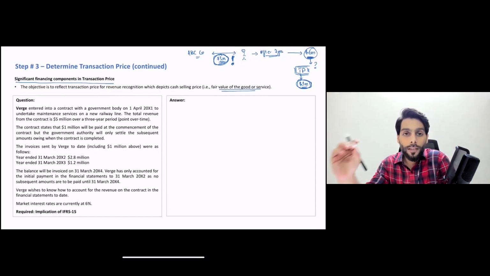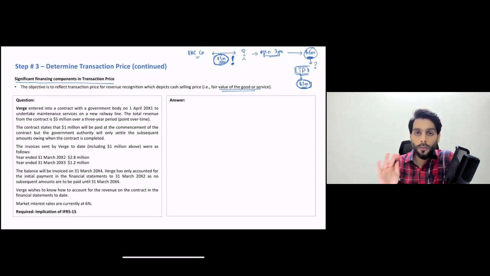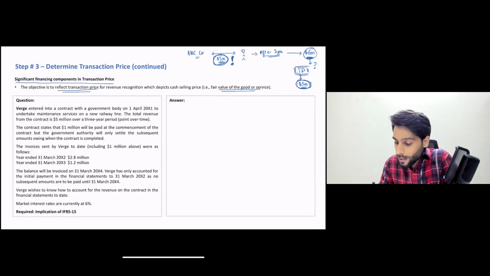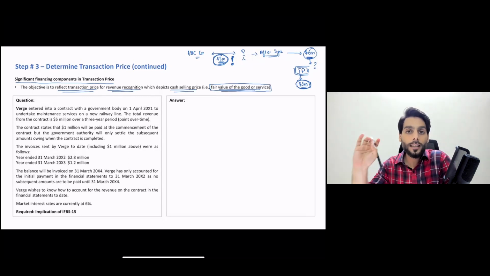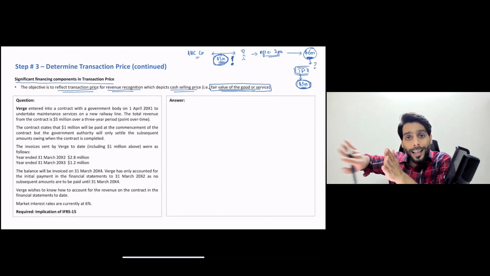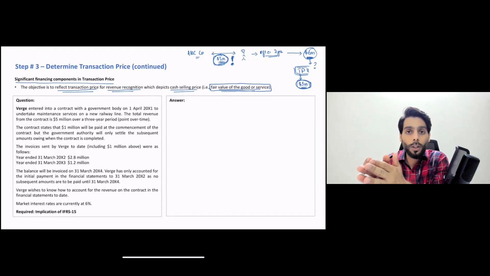So, what have we learned here is that the objective of IFRS 15 is to reflect the transaction price for revenue recognition, which depicts cash selling price. By cash selling price, it means it wants to depict revenue based on the fair value of good or service. If there is a significant financing component included in the transaction price, then you need to segregate the interest component separately and recognize revenue based on the fair value of goods or services.